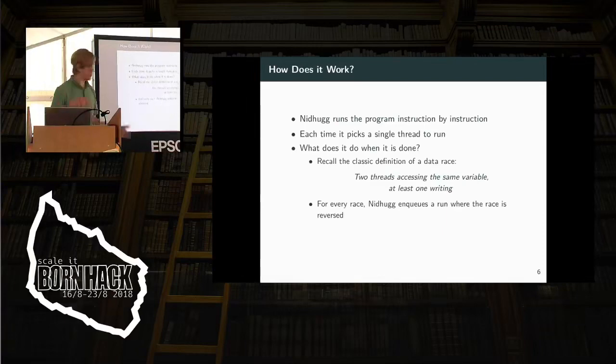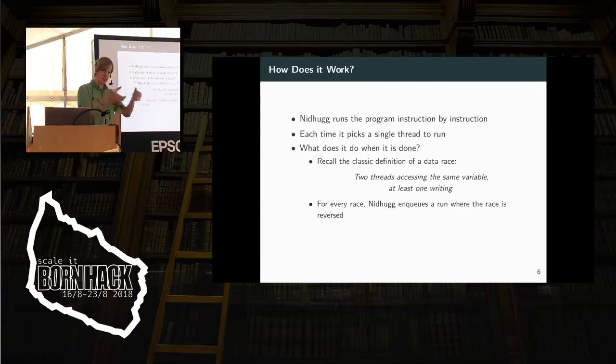So Nidhugg looks at these races. It also considers other types of races than data races, like the order in which two threads get to acquire a mutex and so on. But it looks at these types of races, and it tries to see if it can change the schedule it just executed so that they are run in a different order.